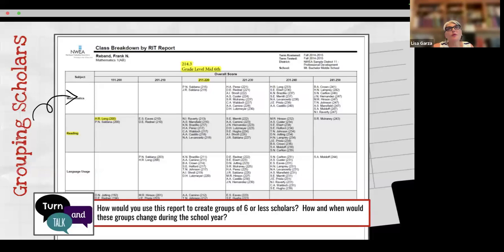I just want to reiterate that we can definitely create initial groups of scholars with this report and group them based off of their initial NWEA scores. Where we see there are more than 6 scholars with similar RIT scores on this report, we can break them into smaller groups based off of other data pieces that we have for the scholars. These initial groups should be fluid and updated as we get more data pieces for our scholars and what they understand.